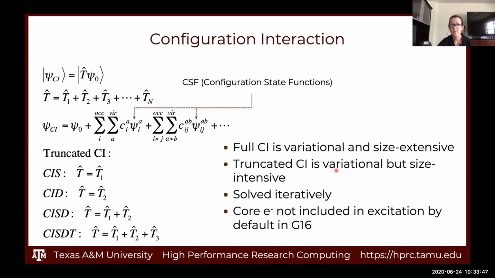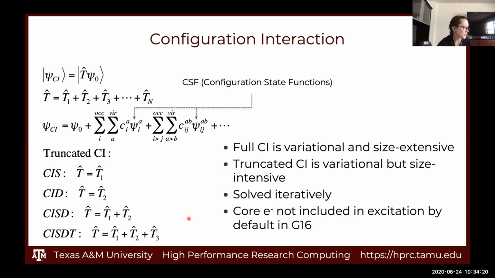So if you're looking at different spin states and you need some accurate numbers for different spin states, truncated CI may be a way to go, since you do have the variational principle implemented, but you cannot use truncated CI for reaction chemistry. It is not size extensive. This is also solved iteratively, so you can get convergence failures because it has to iteratively solve for these coefficients. Okay. And again, core electrons are generally not included in the excitations in Gaussian 16.